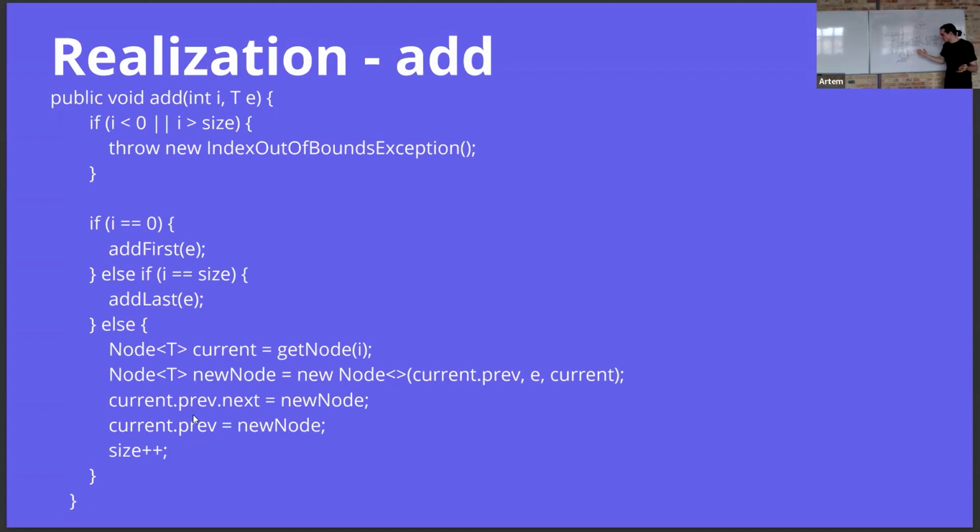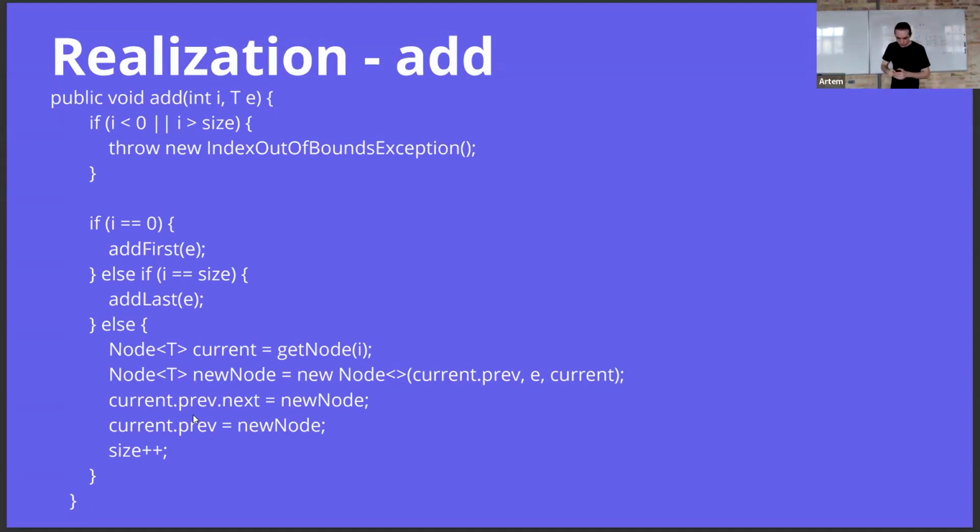So as I said, before this operation, this element had index 0. Now it has index 1. This element had index 3, but after our add operation, this element will have index 4. Those indexes are not stored anyway. They don't exist. This is a pure abstraction.